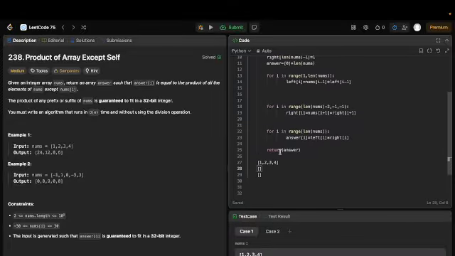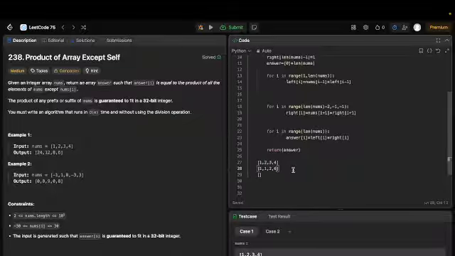So walking through the code, we know that first we start with 1 right here. Then we say that left at i, so now our i is going to be 1 because now we're starting this loop. Left at i is equal to nums at i minus 1, so 1, multiplied by left at i minus 1, which is also 1, so we're going to get 1. Then our i increases, and we take the one before it and multiply it by the one before it. So we get 2, and then for 4, we get 6.